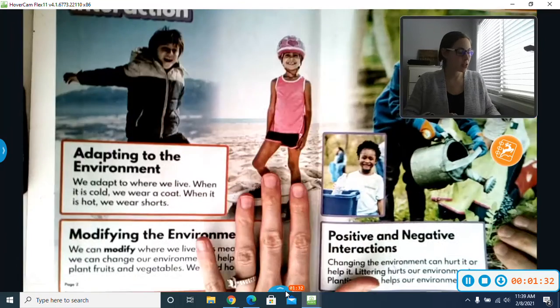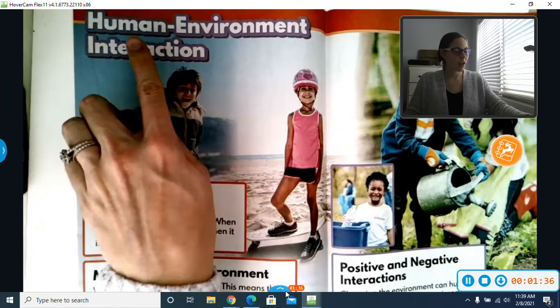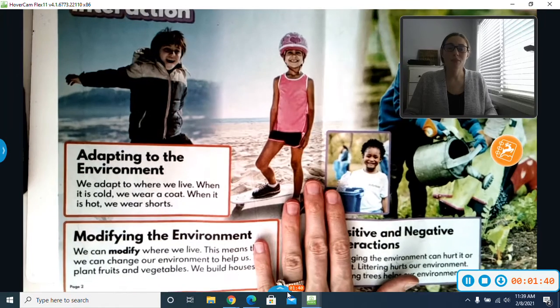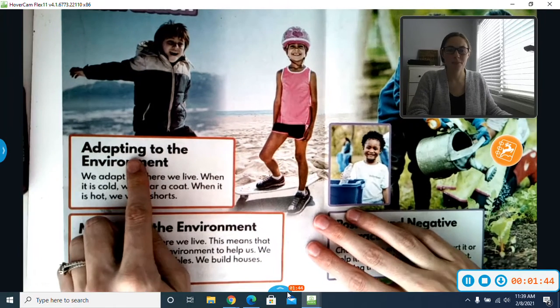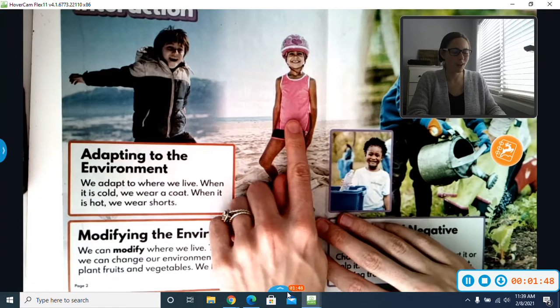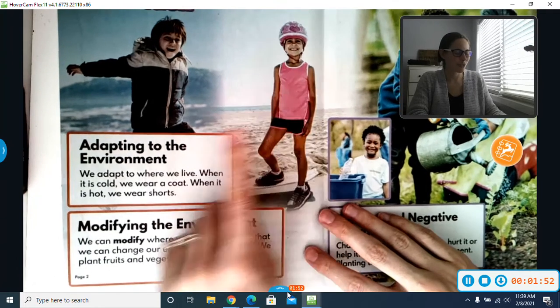Let's turn into this middle part now. Again, our heading is human environment interaction. There are some different ways that we interact with the environment. One way is adapting. Okay? Adapting. And that's what this boy and girl are doing in these pictures. Let's see if you see what I mean.